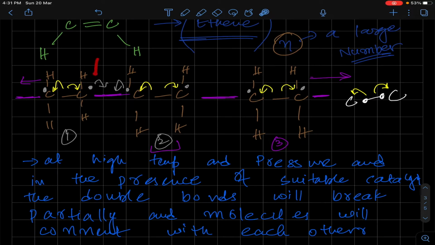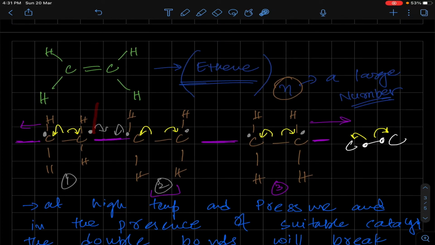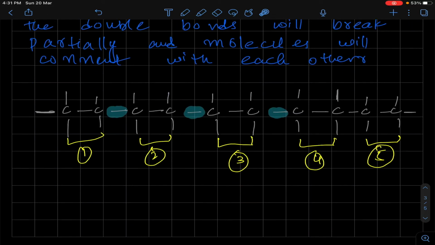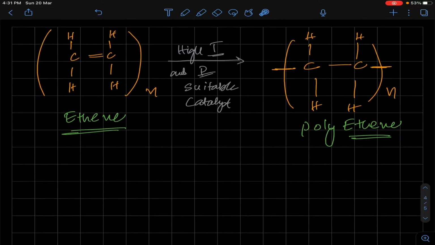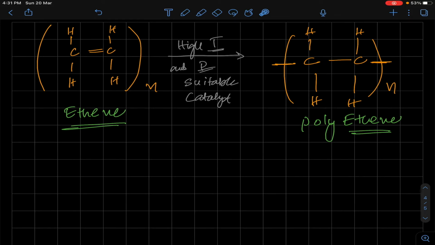The double bond would break. This double bond would break due to high temperature and pressure, and a large number of ethene molecules will connect to each other and form polyethene. And this is the chemical equation for the addition polymerization, right? So this is what we discussed in the last lecture. And now in today's lecture, we will discuss a few more examples of addition polymers, and a comparison of the properties of monomers and addition polymers.